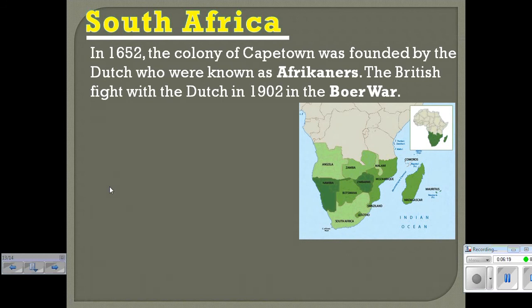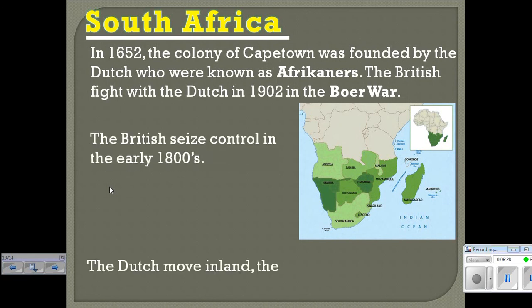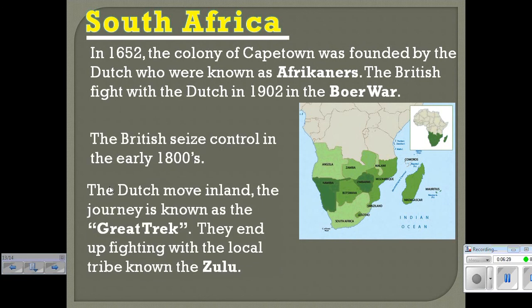At the time, they were known as Afrikaners, and the British and the Dutch will go to war over this area in 1902, called the Boer War. Essentially, what you need to know is that the British win the war, and they take over South Africa.